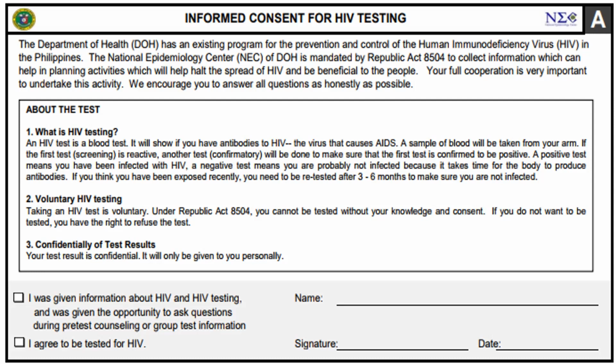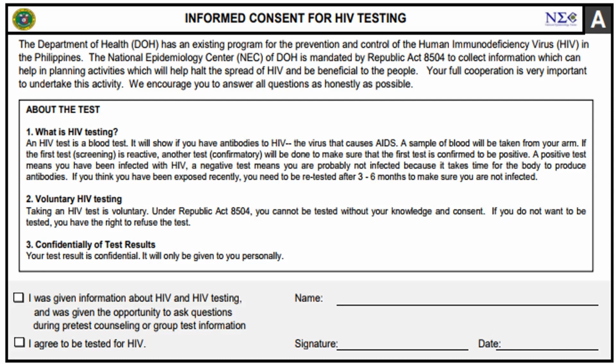Okay? It says here, you need to be retested after 3 to 6 months to make sure that you are not infected. Why? Because there is what we call a window period. Voluntary HIV testing. Taking an HIV test is voluntary under Republic Act 8504. It is not compulsory, but voluntary. You cannot be tested without your knowledge or consent. If you don't want to be tested, you have the right to refuse the test.